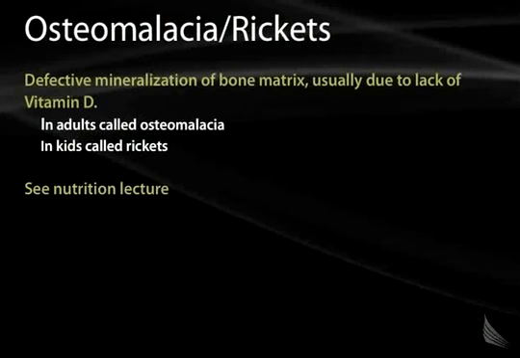Osteomalacia rickets. This is defective bony mineralization seen in any population where there's a lack of vitamin D. In adults, we term this osteomalacia. In children, this is termed rickets. You can learn more about this by following the nutrition lecture that is part of the pathology lecture series.